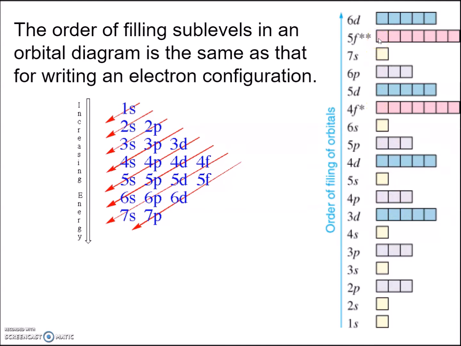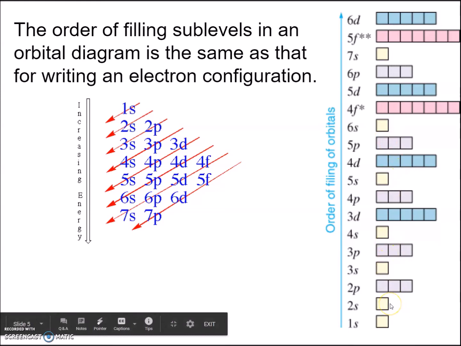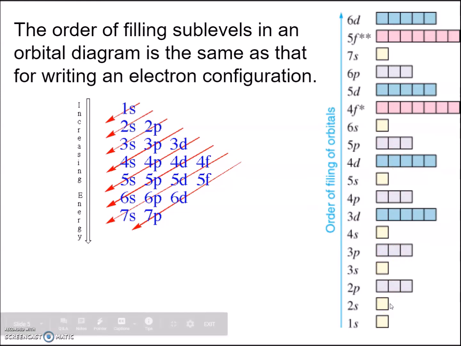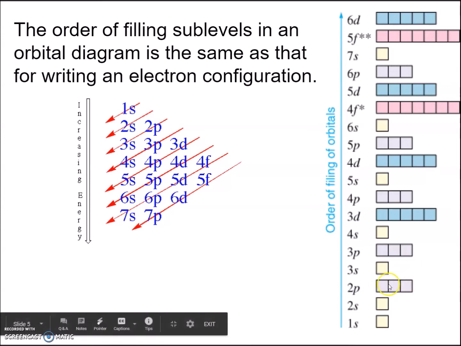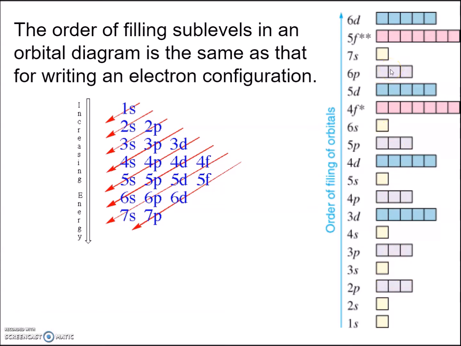Oh, and notice, this is kind of cool, all of the s sublevels, color-coded yellow in this diagram, have one box, because every s sublevel has one orbital in it. The p sublevels in this diagram, color-coded gray here, have each 3 boxes, because every p sublevel has 3 orbitals in it. The turquoise color represents the d sublevels, and every one of those lines has 5 boxes because there are 5 orbitals in every d sublevel.